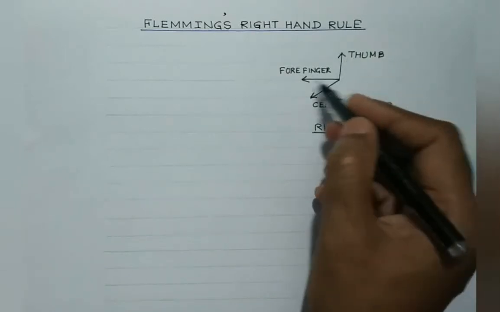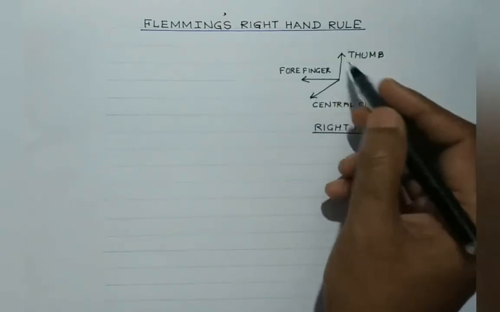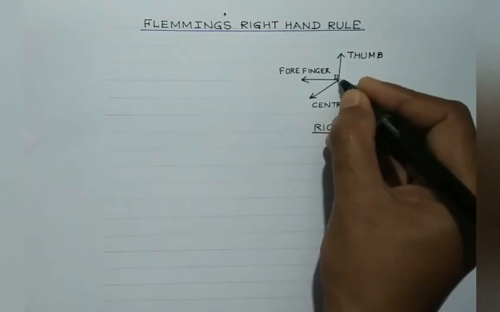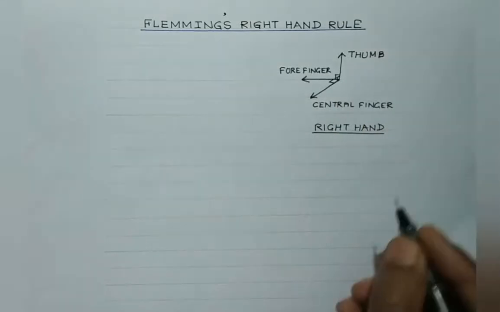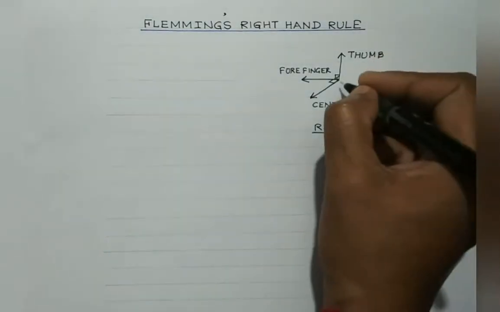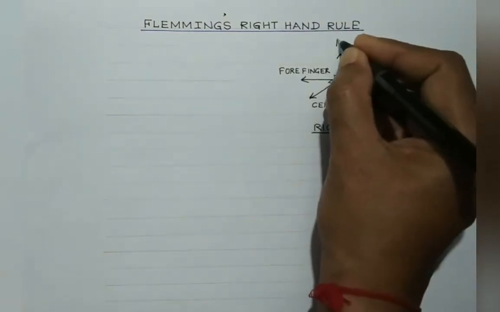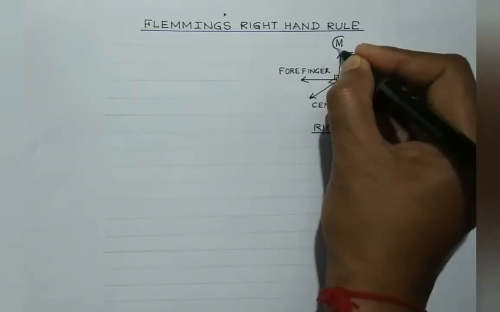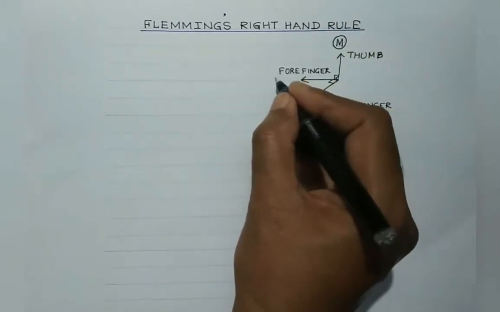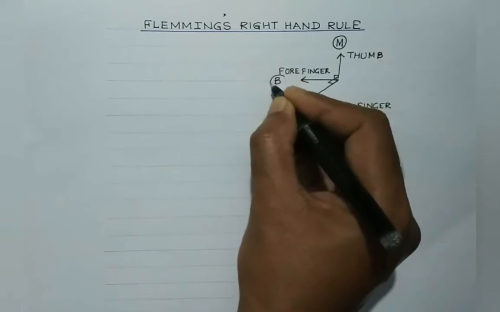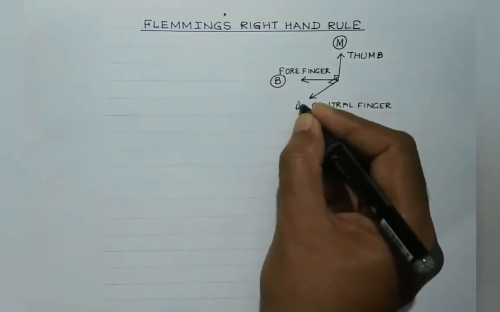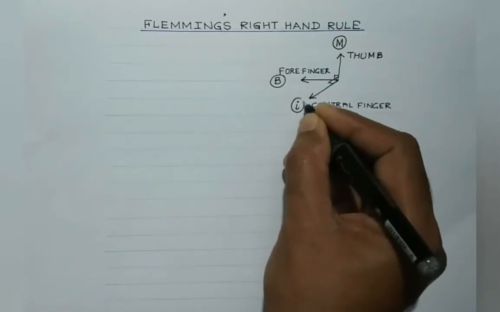We need to stretch all three fingers so that they are mutually perpendicular to each other. They all are perpendicular to each other. Right? In that case, if the thumb represents the motion of the conductor, the forefinger represents the direction of the magnetic field, then the central finger must represent the direction of the induced current.